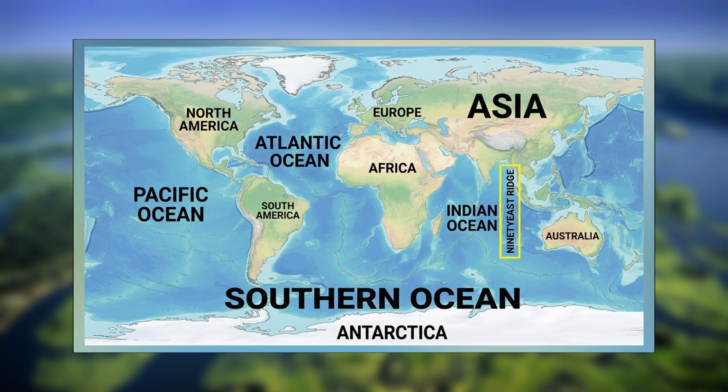A distinct non-spreading feature, the 90 East Ridge, runs linearly north-south along 90 degrees east longitude from the continental shelf of the Irrawaddy River mouth until it merges with the Amsterdam-St. Paul Plateau near 40 degrees south.